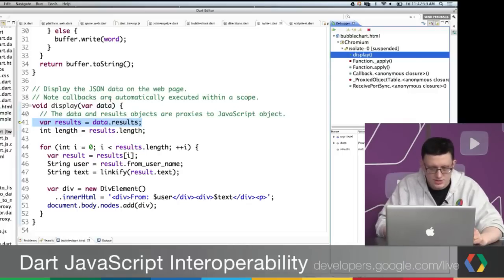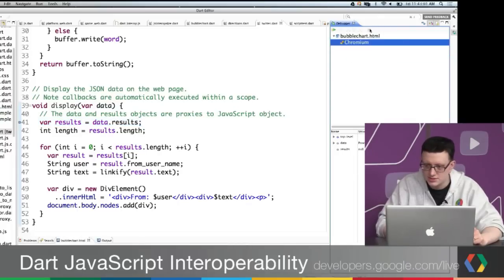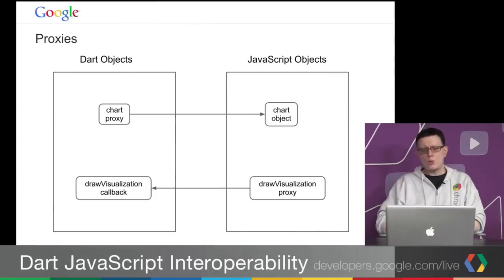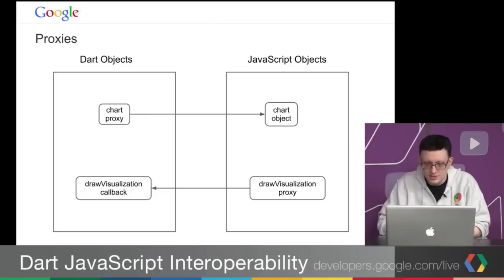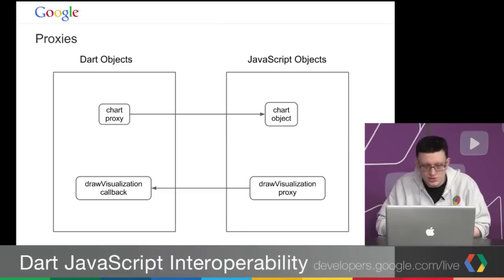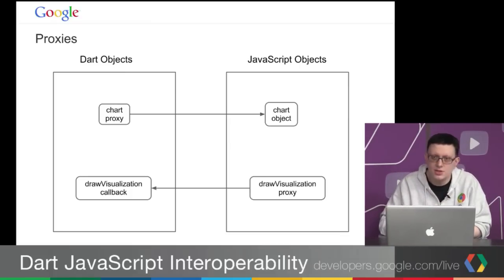So let's go back to our slides here. What we saw here were proxies going back and forth between Dart and JavaScript. These aren't all the proxies, but here are a couple of examples showing what's going on from our visualization example, our charts example. We actually had a chart object on the JavaScript side, but we were able to create a proxy on the Dart side to interact with it.